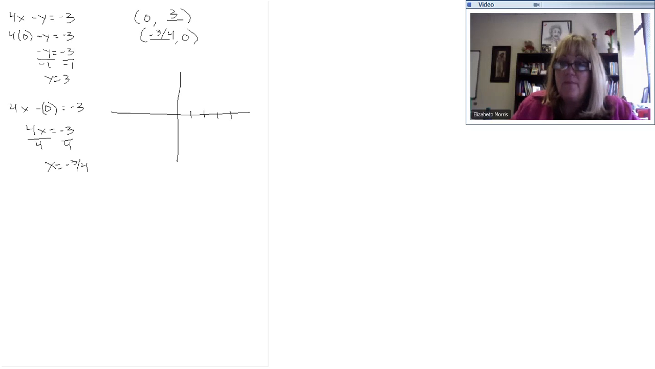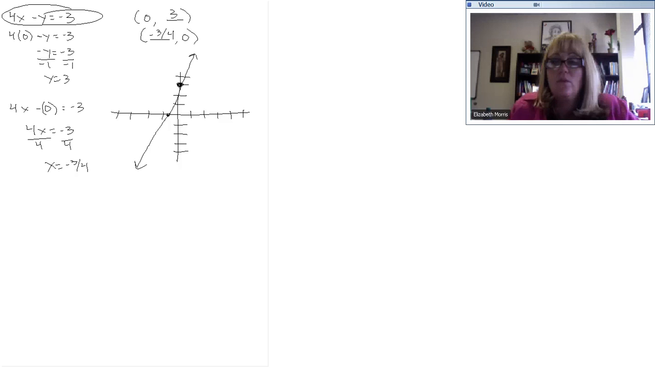You need 2 points to create a line. So we can take these 2 points, 0, 3, and -3/4, 0. And if we connect them, we have the line that represents all the answers that go into our equation. That is the solution to our equation. This line is the solution to the equation 4x minus y equals -3. Any point on that line will work in that equation. So they are going to ask you to graph just by plotting the 2 points.